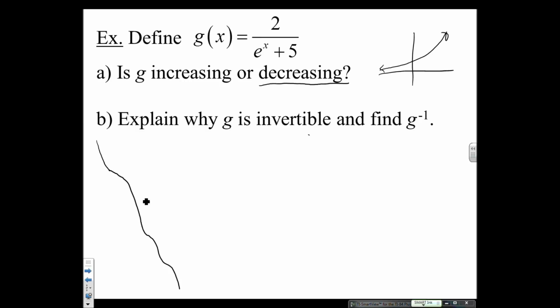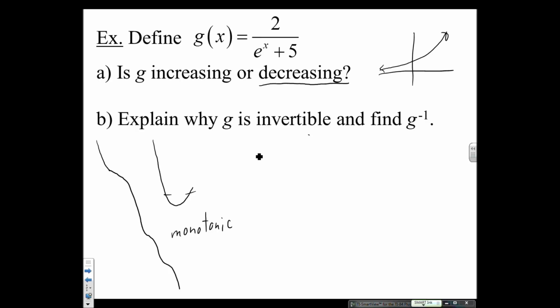The y's can't repeat, because the only way y's can repeat is if the graph goes down but then comes back up again. But if the graph is always going in one direction, by the way, the word we use for that is monotonic. Monotonic means always going in one direction, either always decreasing or always increasing. Because the graph is always going in one direction, the function has to be invertible. So that would be the first part of our answer. g is invertible because the function is monotonic.